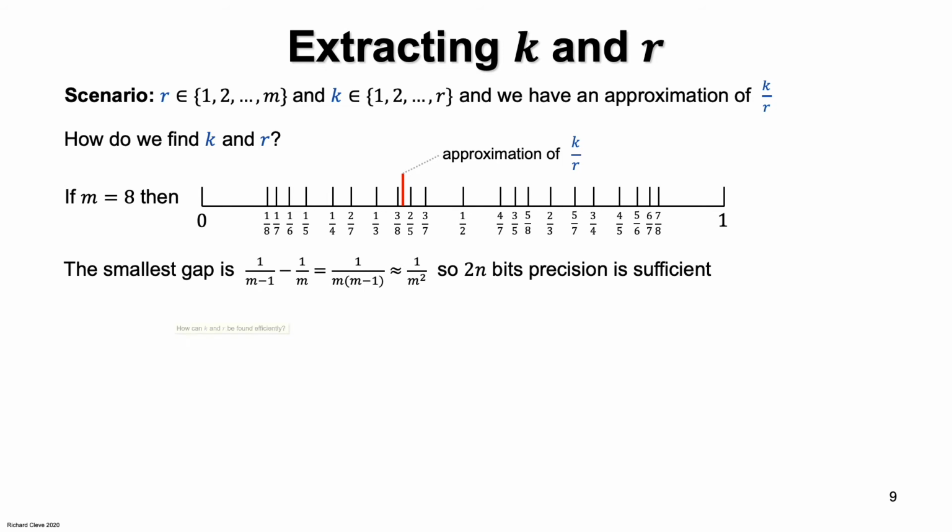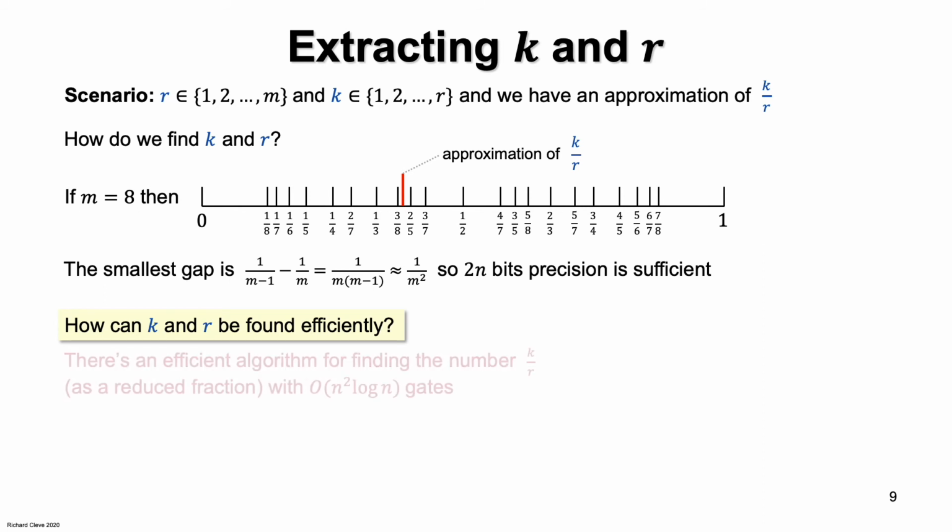But how do we find the rational number? If m is an n-bit number, then there are exponentially many possible rational numbers of the form k over r to search among. So a brute force search is not going to be efficient. It turns out that there is a known algorithm that solves this problem.